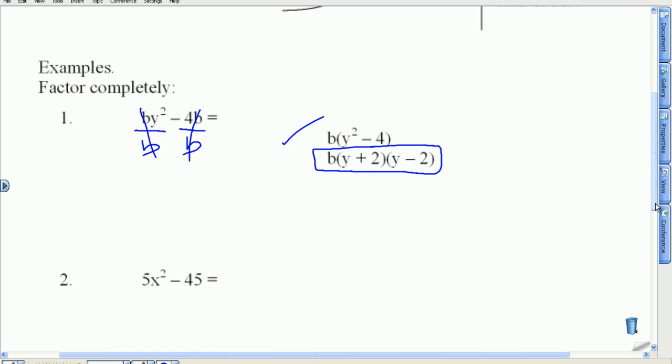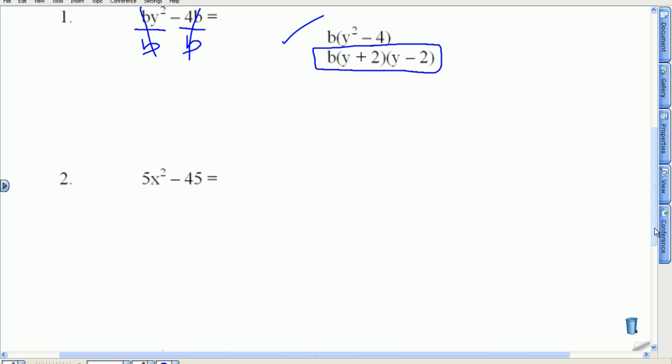5x squared minus 45. Take a look at the first term and last term. There's no x's after the 45, but there is 5 common to both of them. So we'll take the GCF of 5 out. 45 divided by 5 is 9. So we're left with 5 times x squared minus 9. GCF, we took it out.